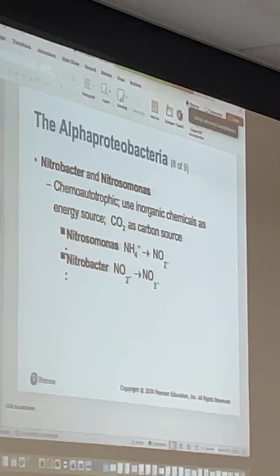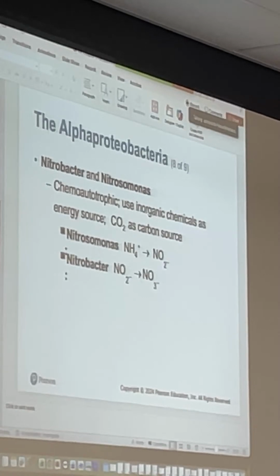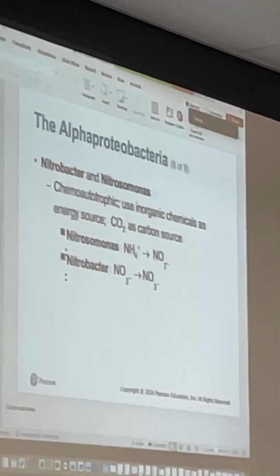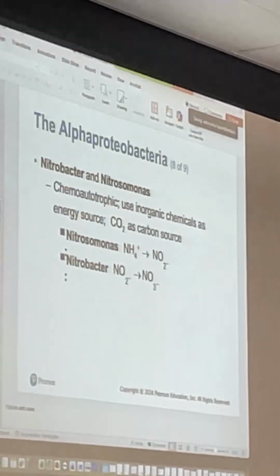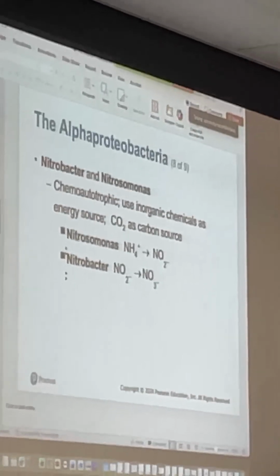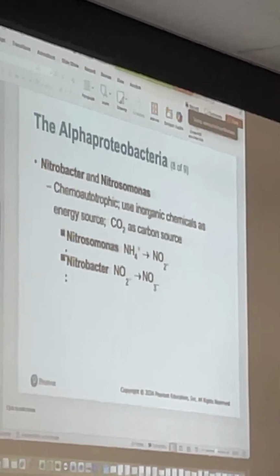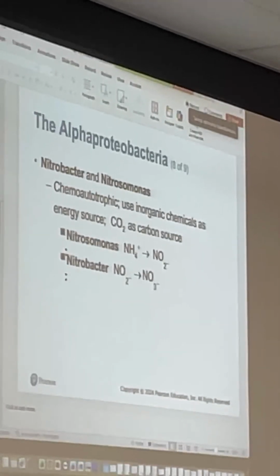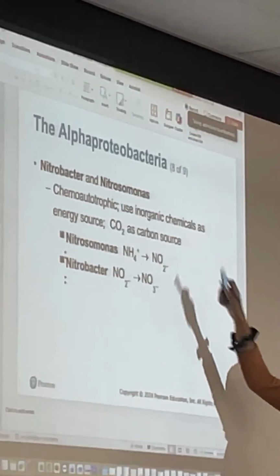All right, a couple more guys. We have Nitrobacter and Nitrosomonas. These two are very important for nitrogen fixation, right? These guys are chemoautotrophic. What does that mean? It's a little bit different than what she said earlier. Auto means self, right? So it makes its own food. It uses chemicals as its energy source. What are these chemicals? They're inorganic chemicals, all right? Carbon dioxide will be its carbon source, because it makes its own food.